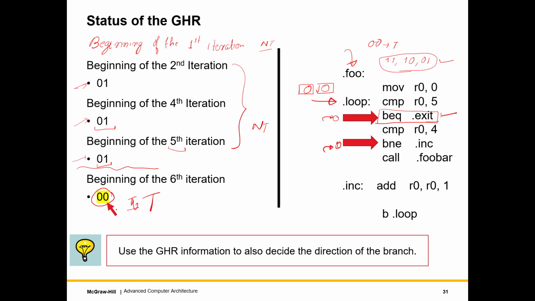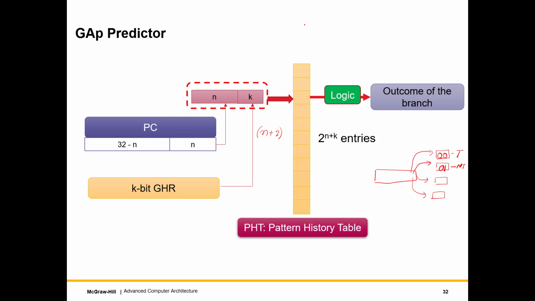But in the beginning of the first iteration, if the context, the state of the GHR, is 0, 0, then of course there is a problem, because for the same PC and GHR combination, sometimes we will predict taken, which is this case, but when we enter the loop, we want to predict not taken. So how do we exactly capture this context, and how do we exactly address this issue? This will be discussed a few slides later, but it is important to keep this in mind.